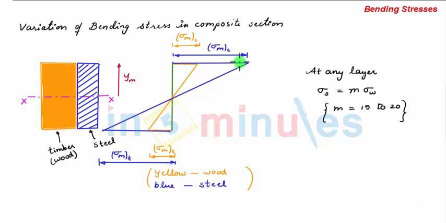So this is our bending stress variation plot for a composite section. You'll see that at any layer, for the case the top layer, the stress in the steel is m times the stress in the wood, as is indicated by these two horizontal larger and smaller lines as shown in the figure. So with this, our analysis of the composite section of our first case is over.